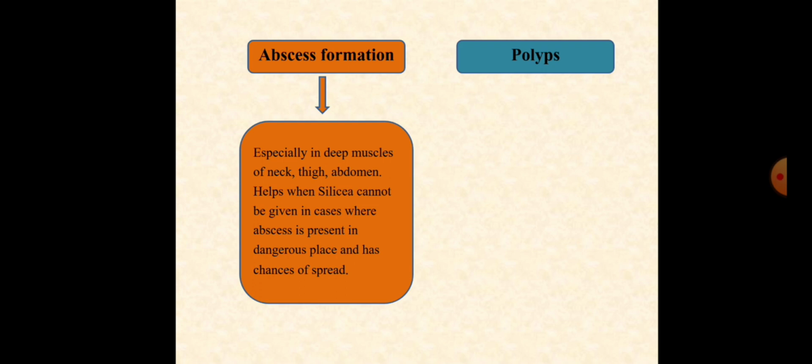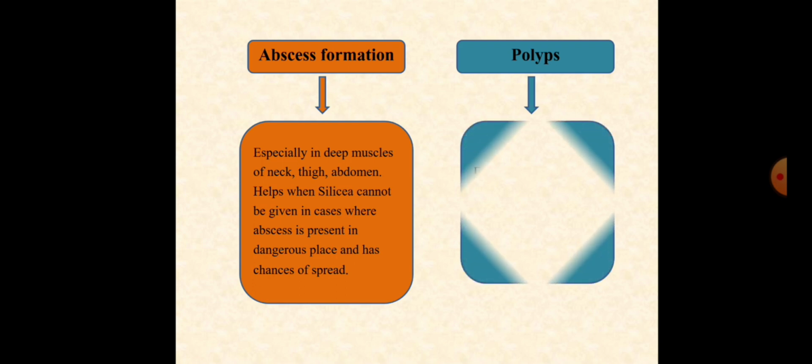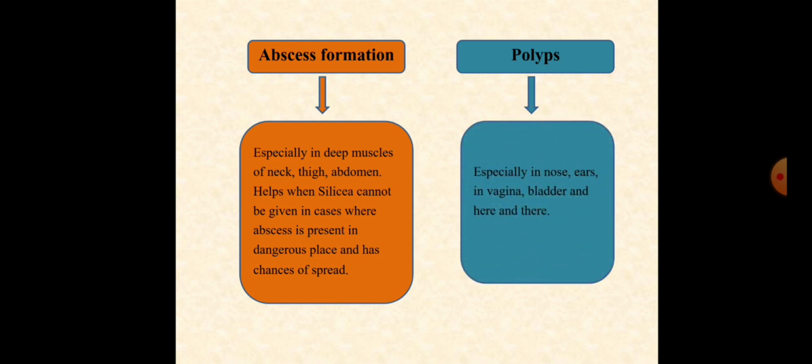Then it has a role in polyps. Polyps are mucous membrane growths. Especially in the nose, ears, vagina, bladder, and anywhere, if polyps are present, then Calcarea carb should be one drug you think about.